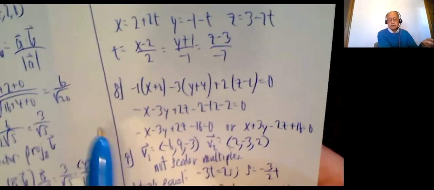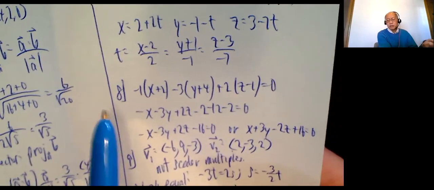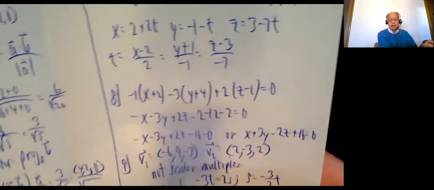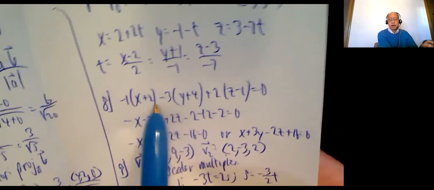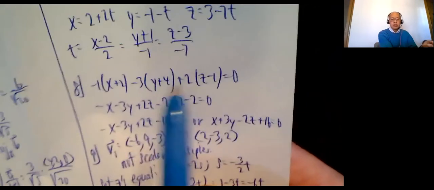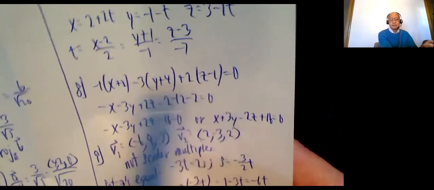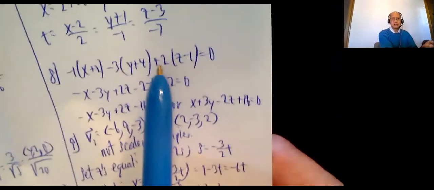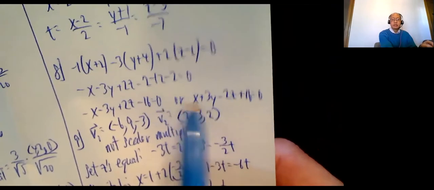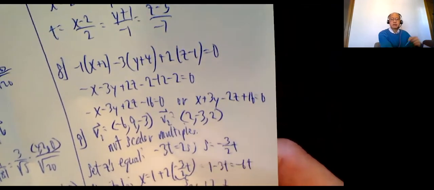Okay, 8, you're given a point and a normal vector. So just take the dot product and you get 0. So -1(x + 2) - 3(y + 4) + 2(z - 1) is equal to 0. You can leave it like that, actually. The rest is just heavy duty algebra, which we've all passed. But you can do the algebra if you want. x + 3y - 2z + 16 equals 0.